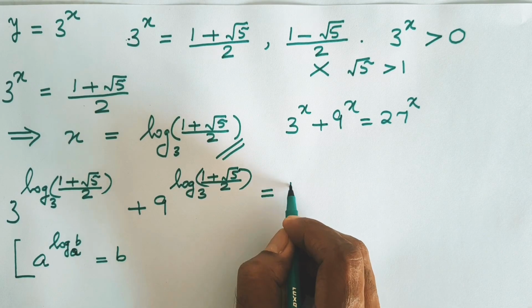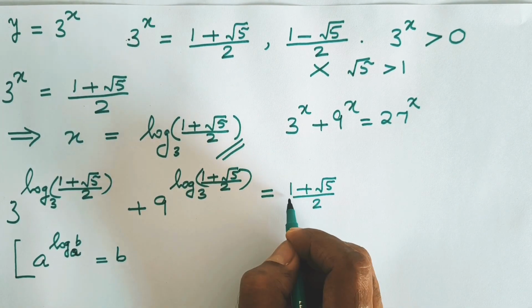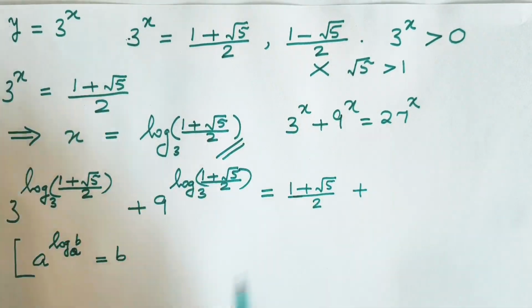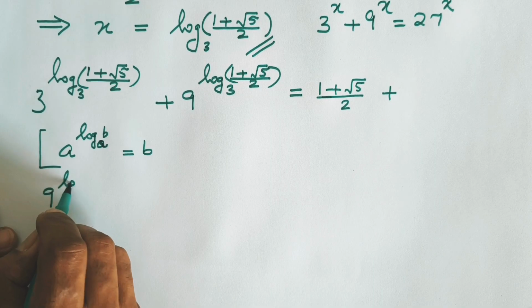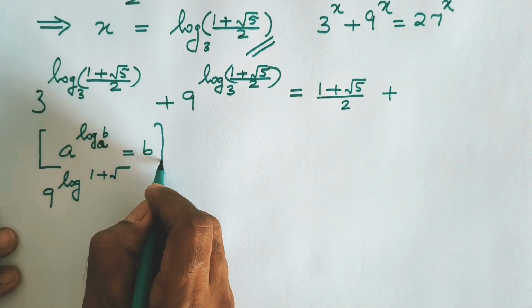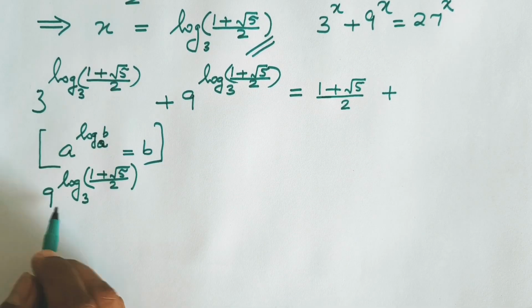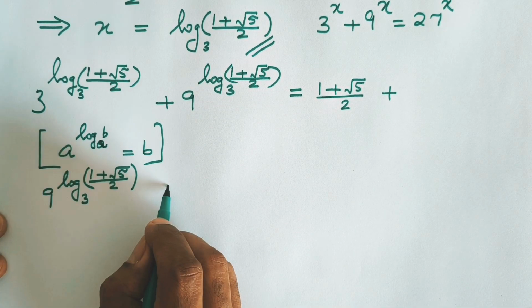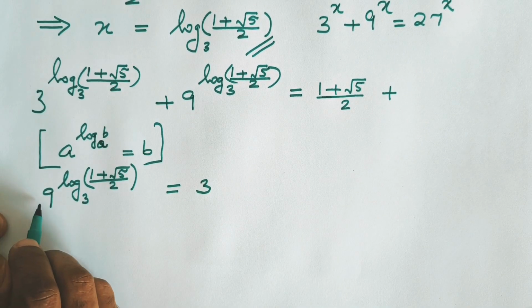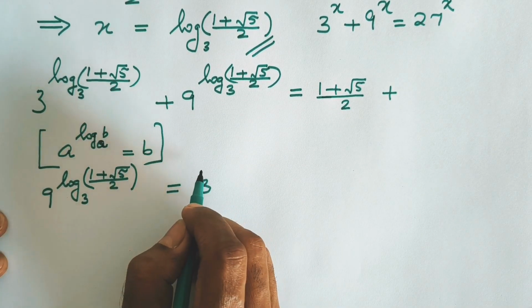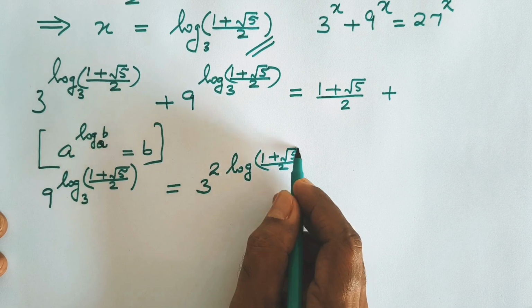So what do you have? (1 plus root 5) divided by 2. This is the first term. Now the second term I'll do separately and substitute here. 9 to the power of log of (1 plus root 5) divided by 2 to the base 3. Here these two numbers are not the same, but you can modify it this way. 9 is just 3 to the power of 2. So you will have this divided by 2, 3.